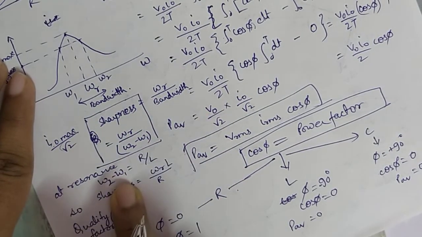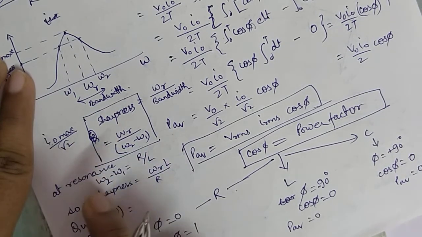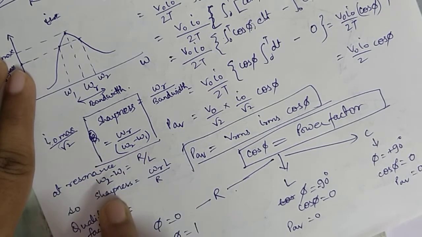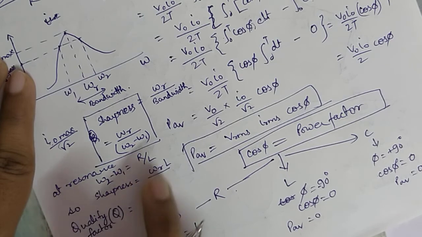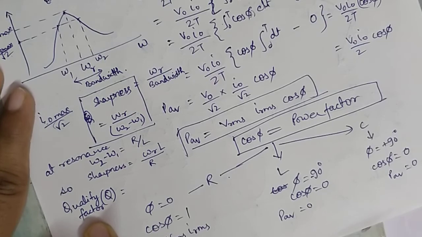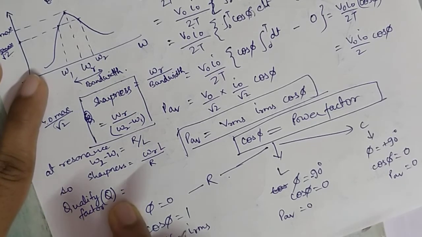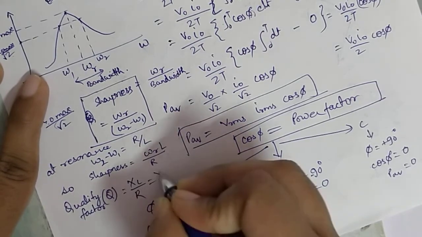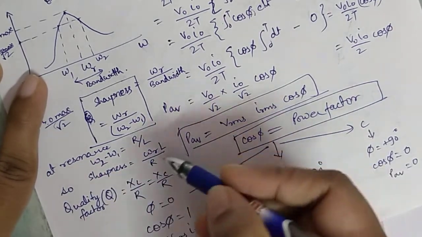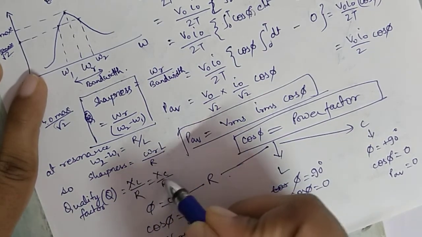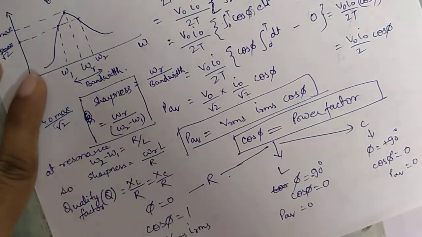On doing some derivations and substitutions, omega 2 minus omega 1 at resonance comes out to be r by l. So sharpness can be written as omega r upon r by l, so omega r l by r. Then there is another term called quality factor. Quality factor is represented by Q and its value is XL by r. At resonance its value is XL by r or XC by r. So you can substitute XL equal to omega r l, and XC, and find out.